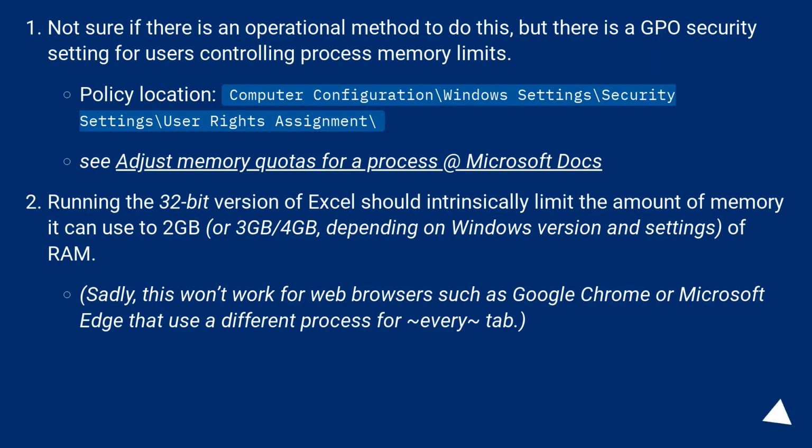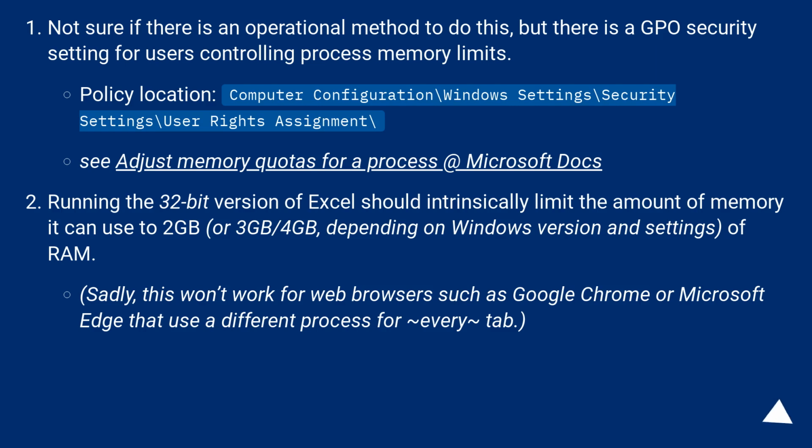Not sure if there is an operational method to do this, but there is a group policy security setting for users controlling process memory limits. Policy location: Computer Configuration / Windows Settings / Security Settings / User Rights Assignment / Adjust memory quotas for a process, at Microsoft Docs.